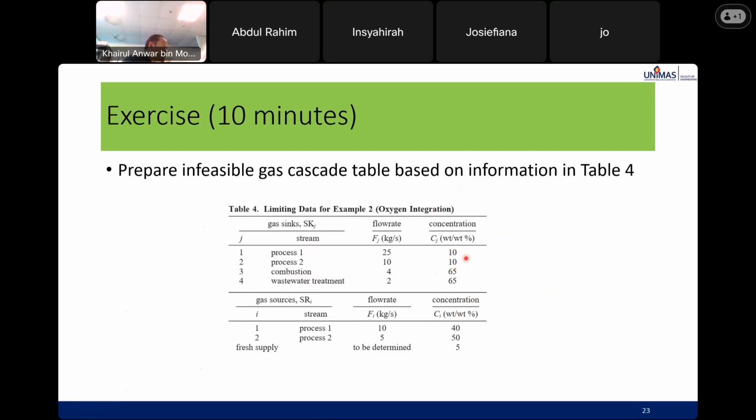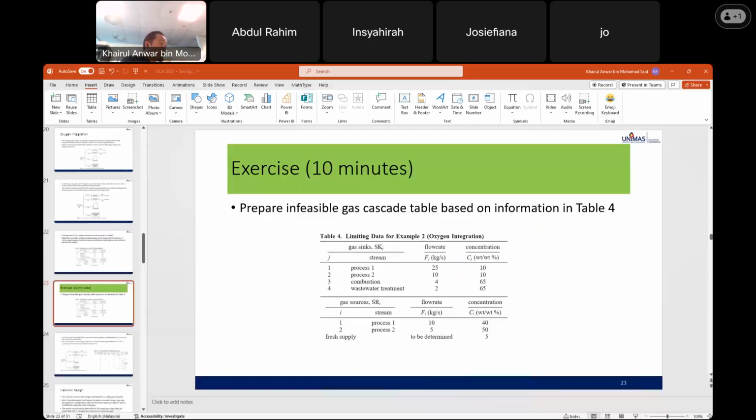Meaning for 10 1%, the total flow rate for sink is 25 plus 10. So we continue. One more time.